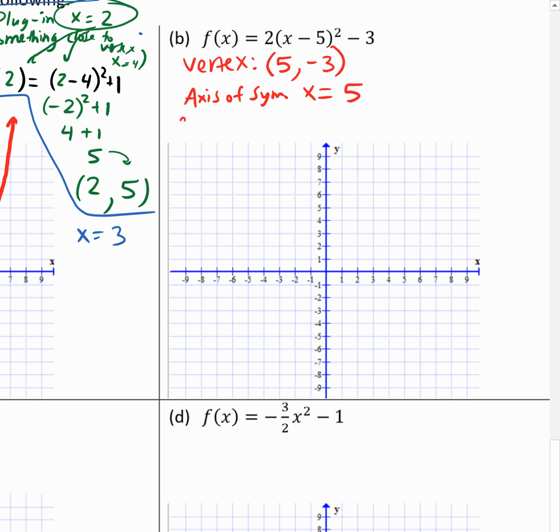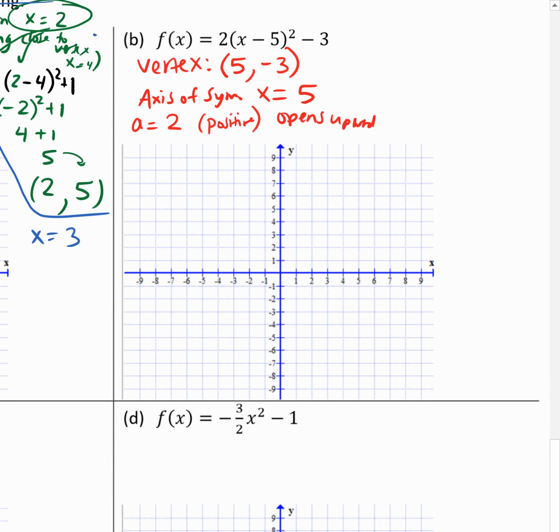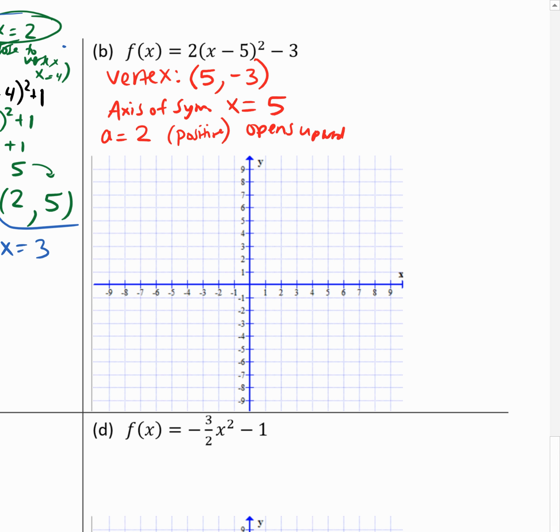Alright, and then this parabola I can tell is going to open upward because the value of a is 2, which is positive. So it's going to look similar to the last one. It's not going to open downward, it'll open upward. But now I need to find just one more point.